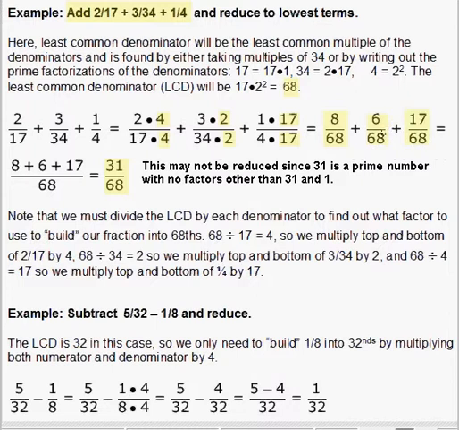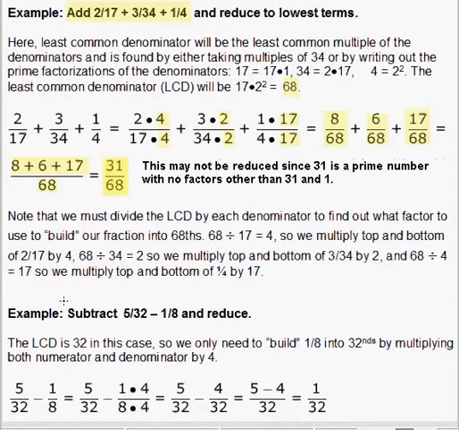Now we can add them together, and we do so just by adding their numerators, 8 plus 6 plus 17, and placing that sum over the common denominator of 68. And we end up with 31/68. And we can't reduce this fraction either because 31 is a prime number. Nothing divides into it except itself.